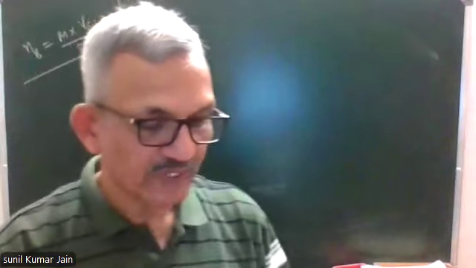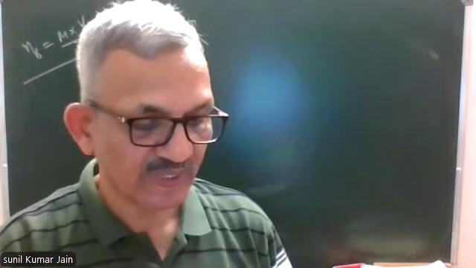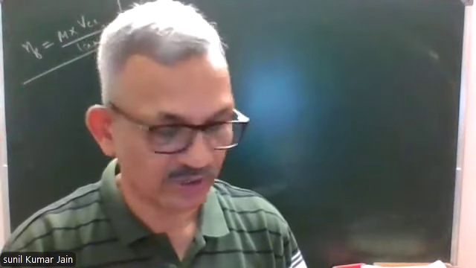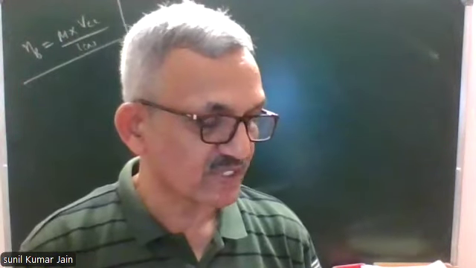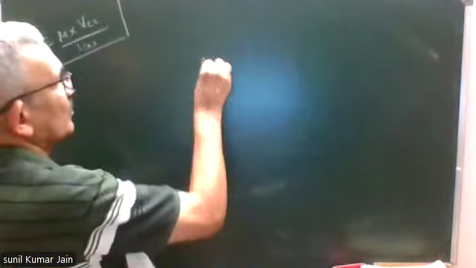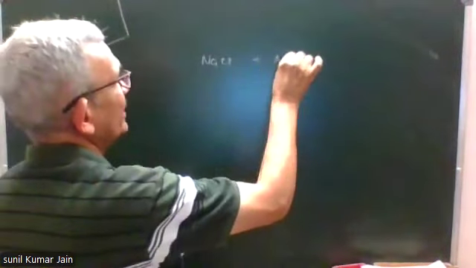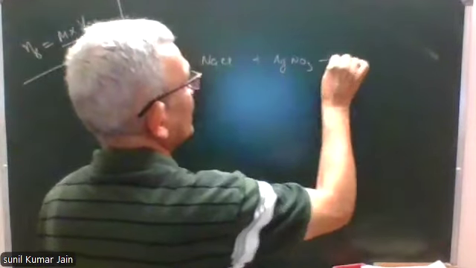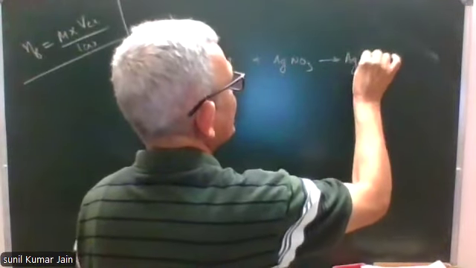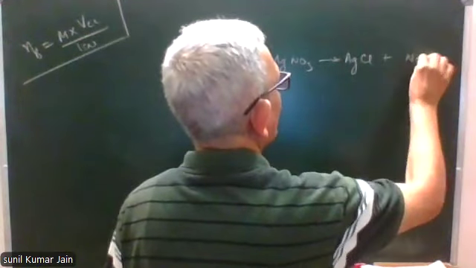Say 200 cc of 0.5 molar NaCl solution is mixed with excess of AgNO3 solution. Calculate masses of AgCl and NaNO3 produced. Molecular weights are given. So it is NaCl and AgNO3 gives AgCl plus NaNO3.